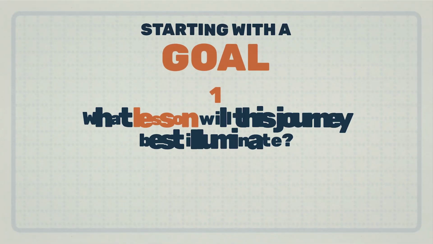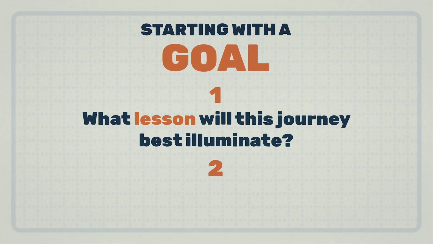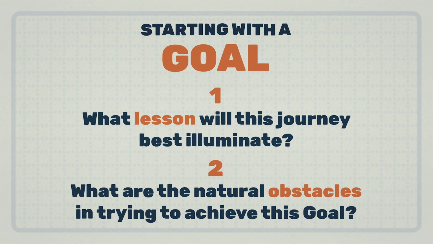We'll start with how to connect these 3 elements to one another. We know the goal is going to be the premise, or the big idea behind your story. If you have your goal, you can ask 2 questions to get your need and your antag. 1. What lesson will this journey best illuminate? And 2. What are the natural obstacles in trying to achieve this goal? The need is going to be the lesson your protag learns.